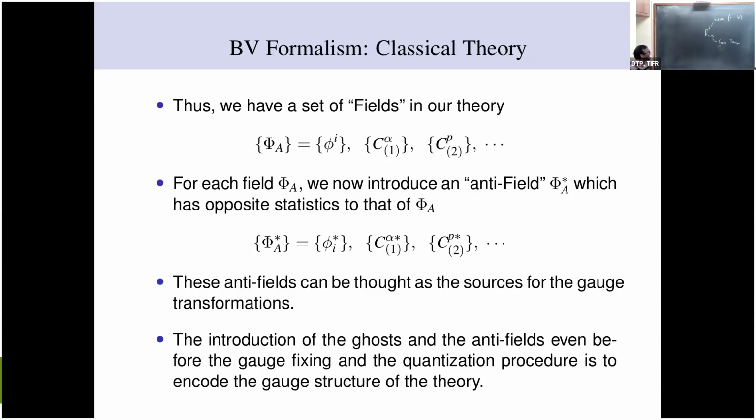And for each of this capital phi^A, which means for ghosts as well as for the original space-time field, we introduce this anti-field phi star A. How do we introduce it? We assign opposite statistics compared to phi^A. So the set has phi^i star, then C^alpha1 star, C^P2 star, and so on. So these we will call the anti-fields in the system. And if you recall our last lecture, these can be thought of as sources for the gauge transformation.